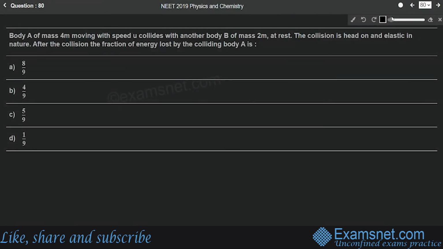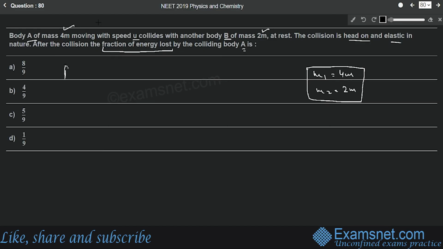Question number 80 is from the chapter Systems of Particles and Rotational Motion, and the question is: body A of mass 4m moving with speed u collides with another body B of mass 2m at rest. The collision is head-on and elastic in nature. After the collision, the fraction of energy lost by the colliding body A is? So we have to find the fractional loss of kinetic energy, and we have a direct formula for that. What is given in the question? M1 is given as 4m and M2 is given as 2m. Merely on the basis of masses we can find the fractional loss. We don't need the values of speeds.